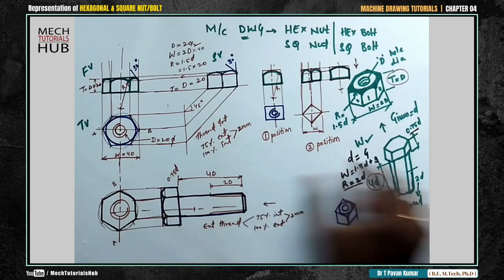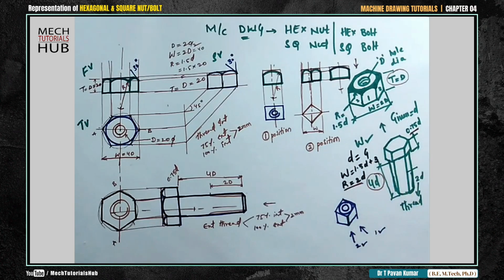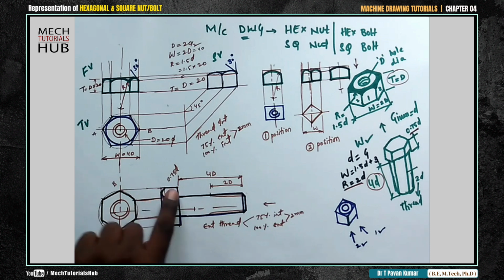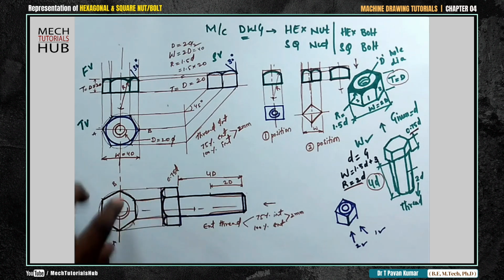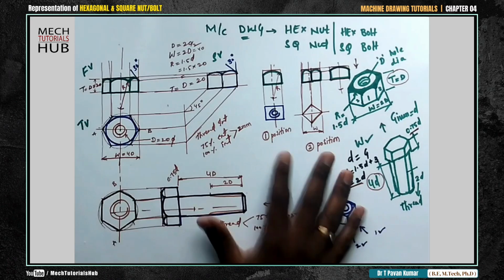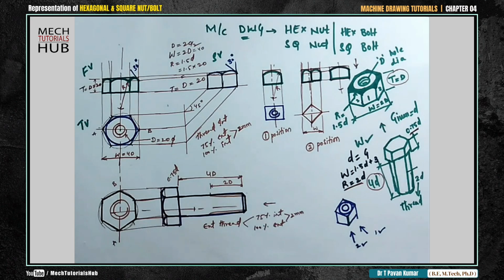In a similar fashion, you have a square bolt also. The arrangement is so very simple in case of square bolt. Again, the dimensions will not change. Thickness will be same for square bolt, and width will also be same for square bolt. Threading length will also be same for square bolt. So I'm not going to draw in detail. This is about hexagonal nut bolt, square nut bolt.